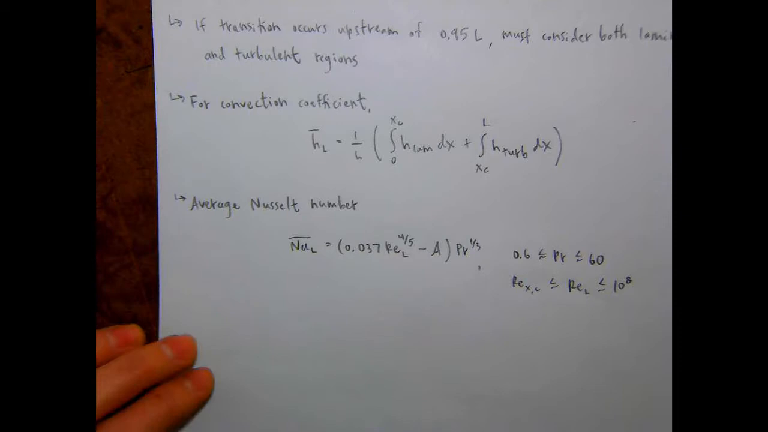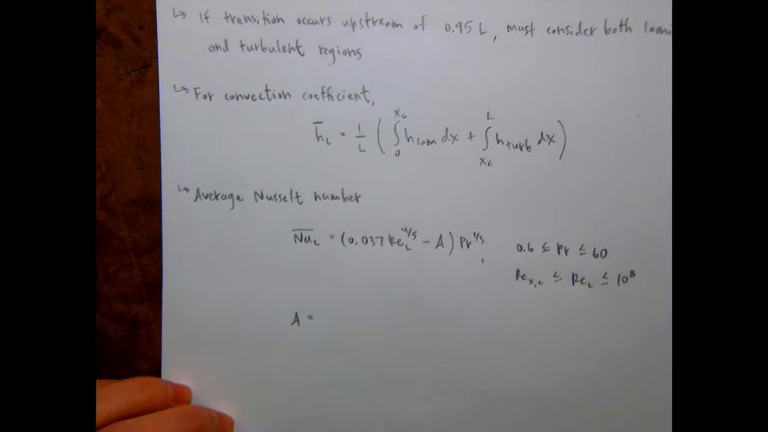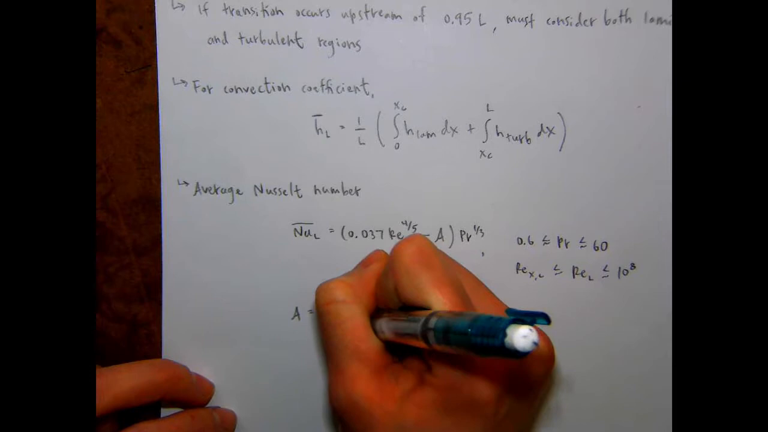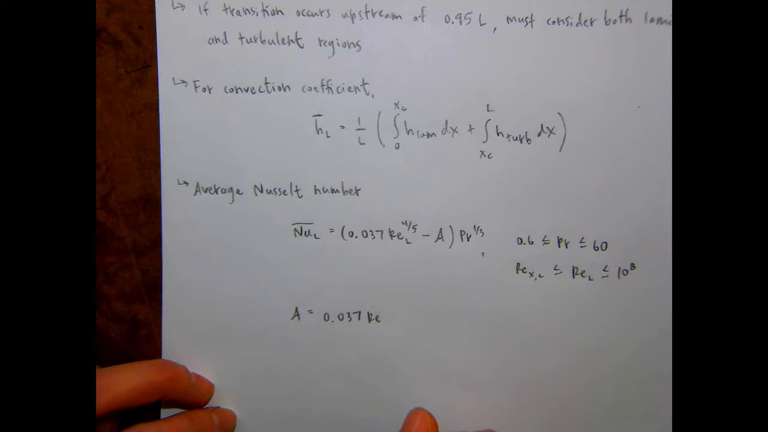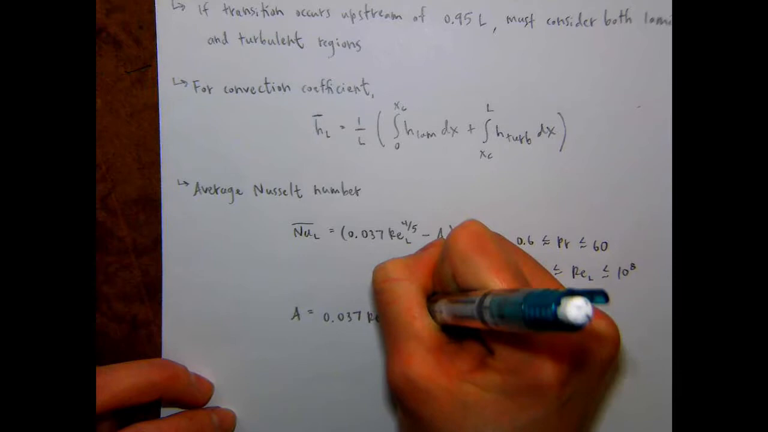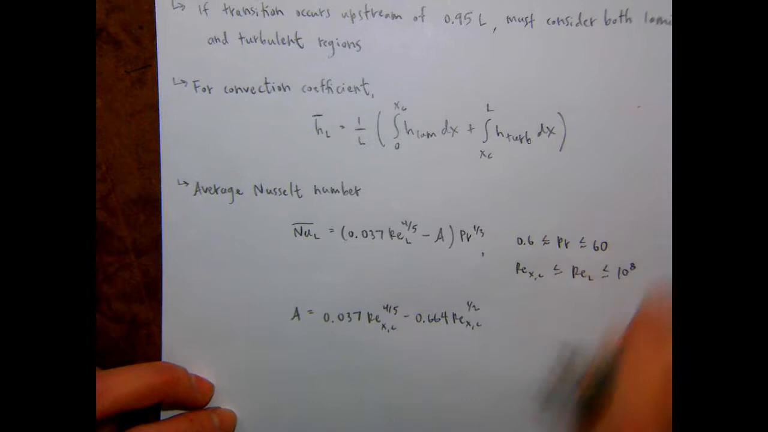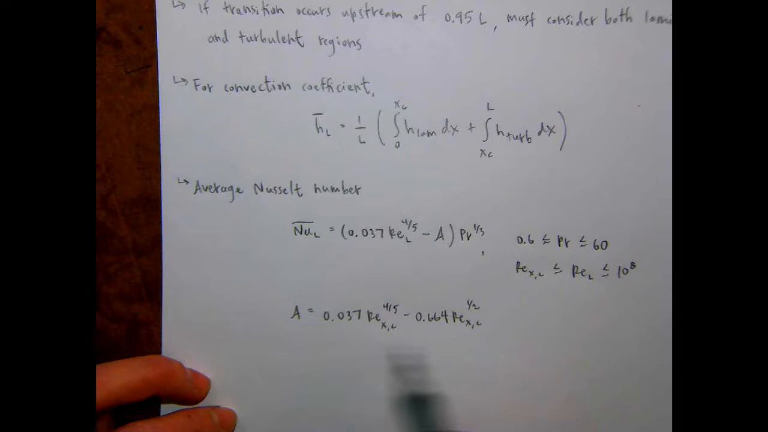And A is, so to account for where the transition to turbulence occurs, that's why this A value is in there. And so it's a function of the critical Reynolds number. So it's 0.037 times the critical Reynolds number to the 4/5 minus 0.664 times the critical Reynolds number to the 1/2. So A equals 0.037 times critical Reynolds number to the 4/5 minus 0.664 times critical Reynolds number to the 1/2.